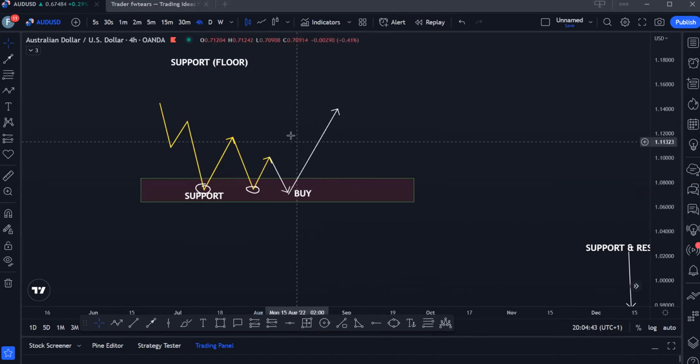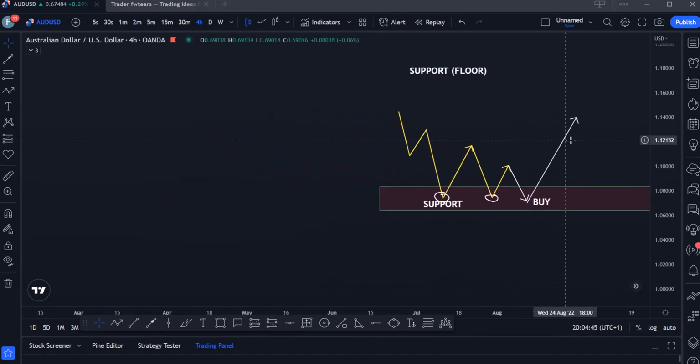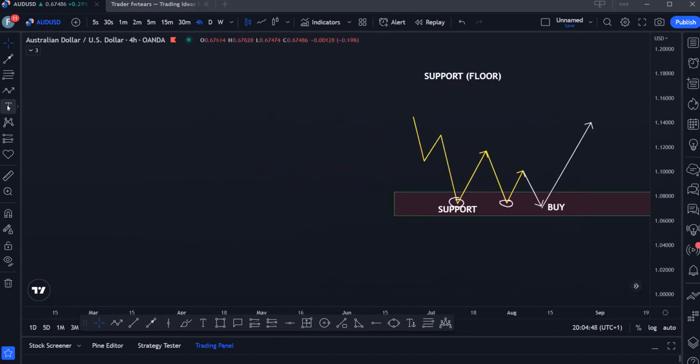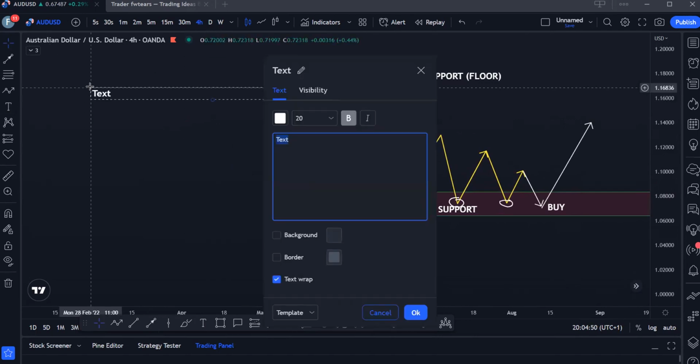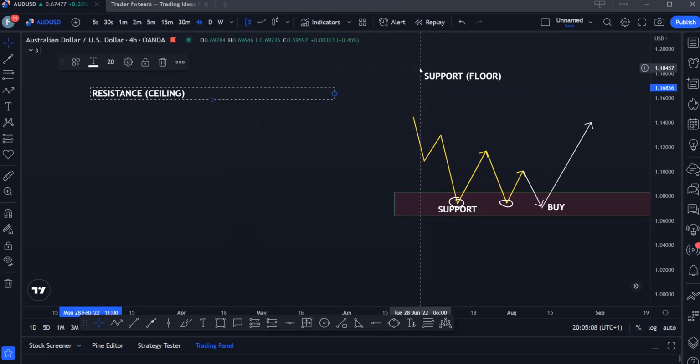It's as simple as that. Now, on the flip side, a resistance is an area of the market that acts as a ceiling, okay? Just like your ceiling in your apartment right now, when you throw a ball all the way up, most likely it's going to come back down. Your ceiling will send that ball back down, okay?